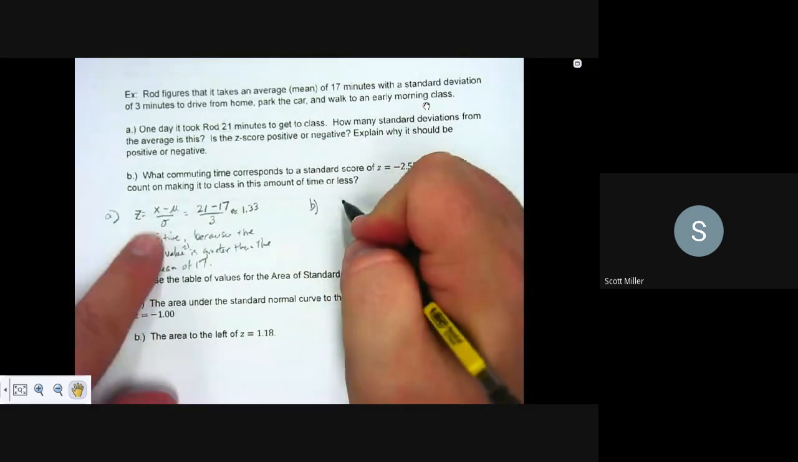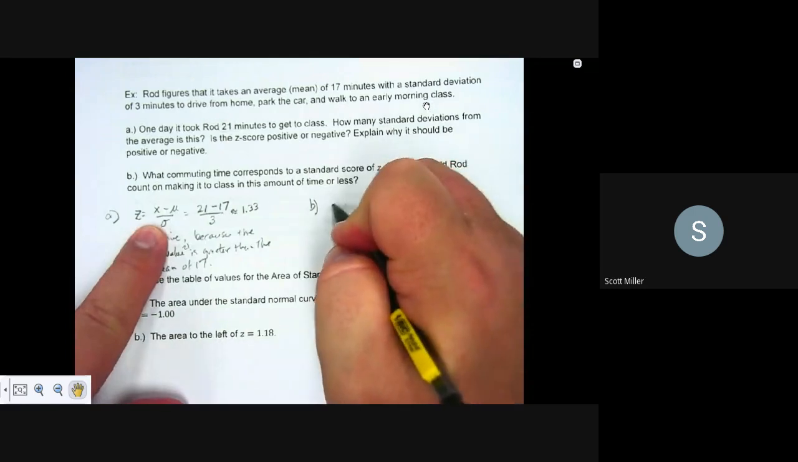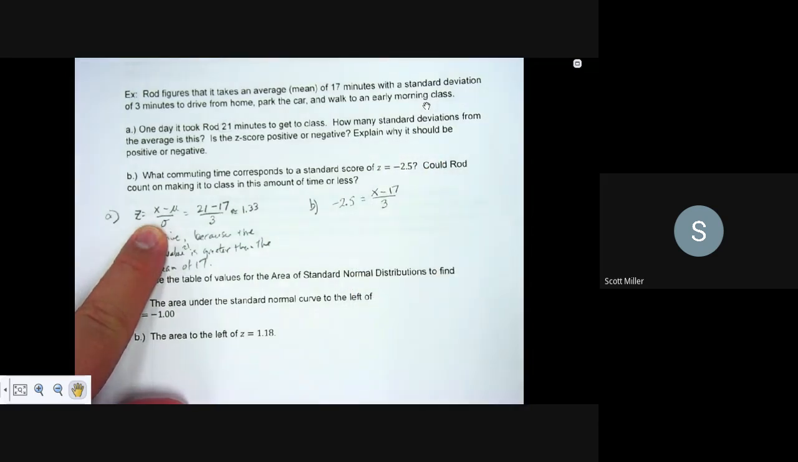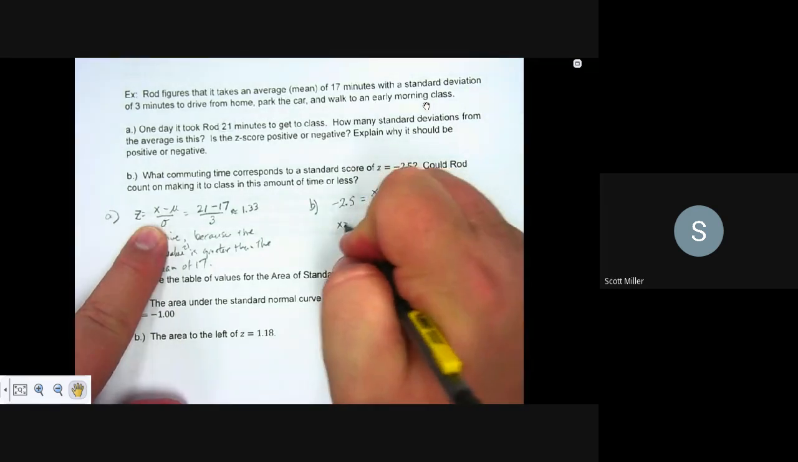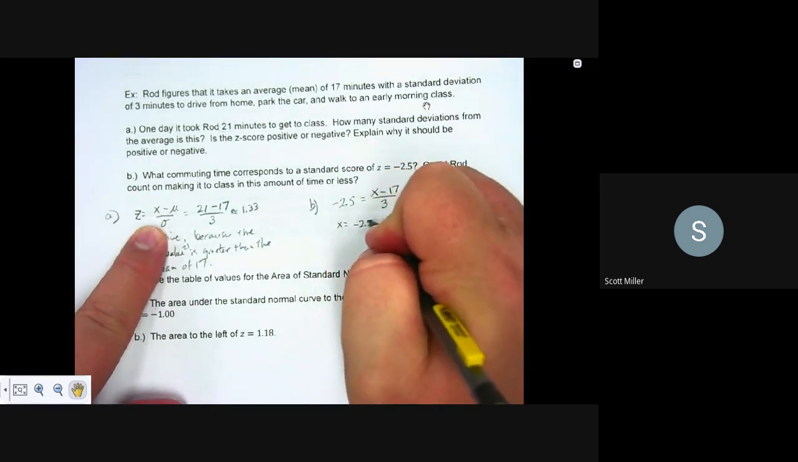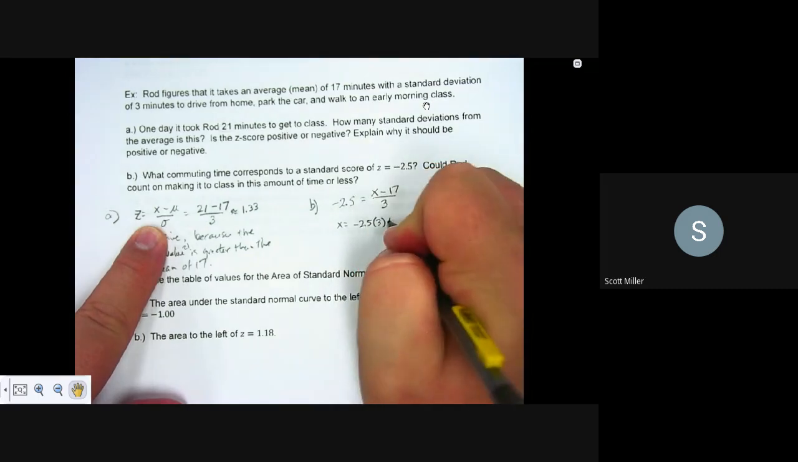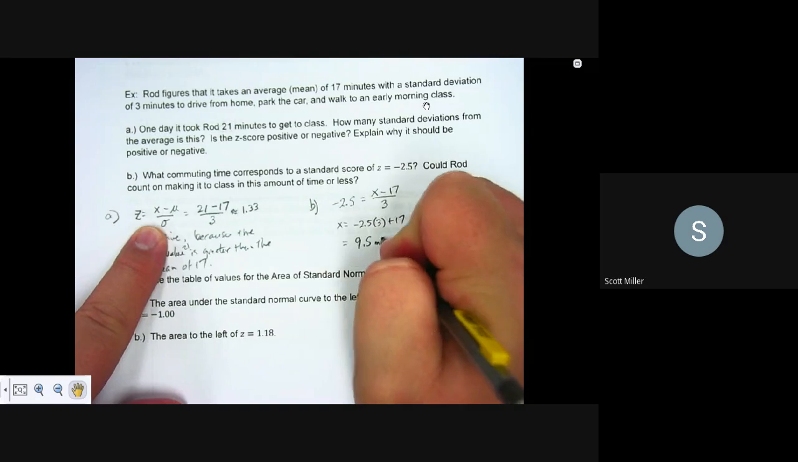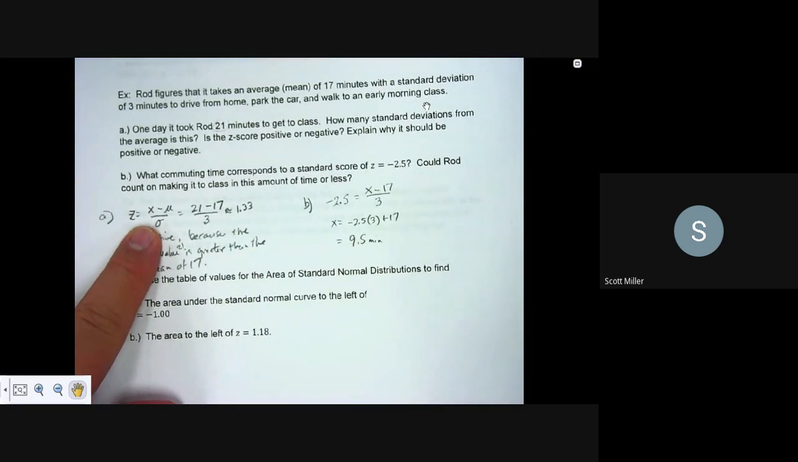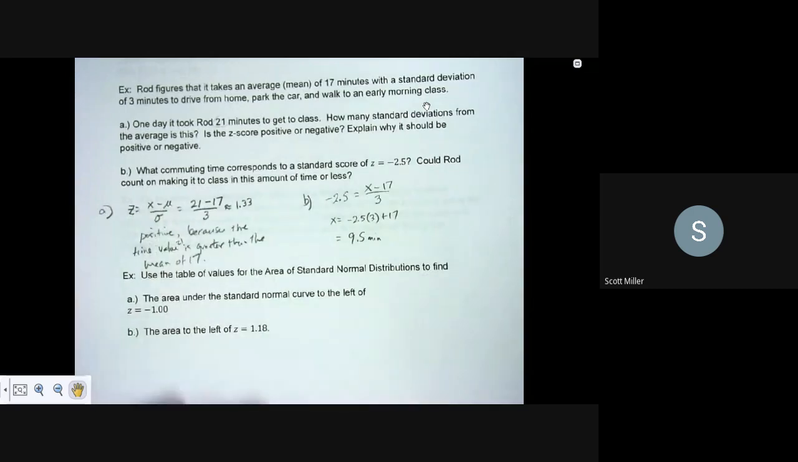In this case, using the same formula, z, which is negative 2.5, is the number I'm looking for minus the mean, divided by the standard deviation. So you just solve for x, and when you get done, you'll get x is equal to negative 2.5 times 3 plus 17, and you'll get a number of 9.5 minutes. Okay? And so the question is, could we count on him making it to class in that amount of time?